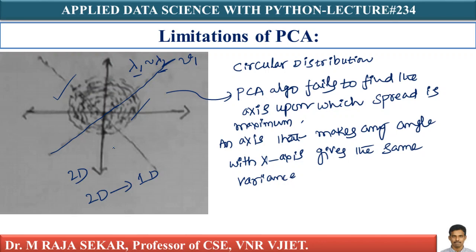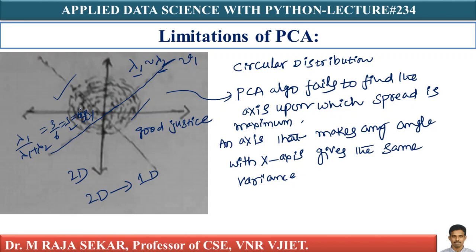PCA will not do good justice. It cannot do good justice for circular shape of data or sphere type of data or higher hypersphere type of data, because we are going to lose a lot of information. I already discussed in my previous lecture, lambda 1 by lambda 1 plus lambda 2, we were getting something like 3 by 6, means 1 by 2, means you are able to retain only 50% of the data, isn't it? You are losing a lot of information.